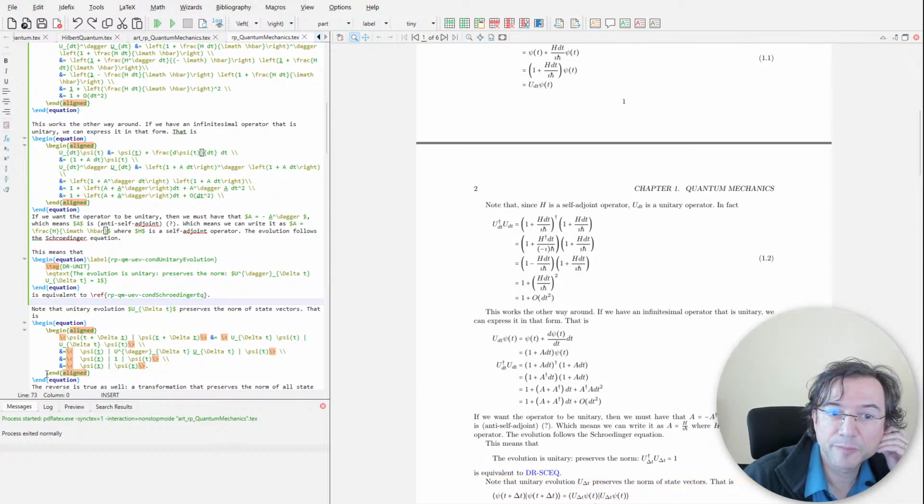Anything that makes a PDF is okay for arXiv. Okay, so arXiv is not going to be a problem, and okay, that's how it's going to work.